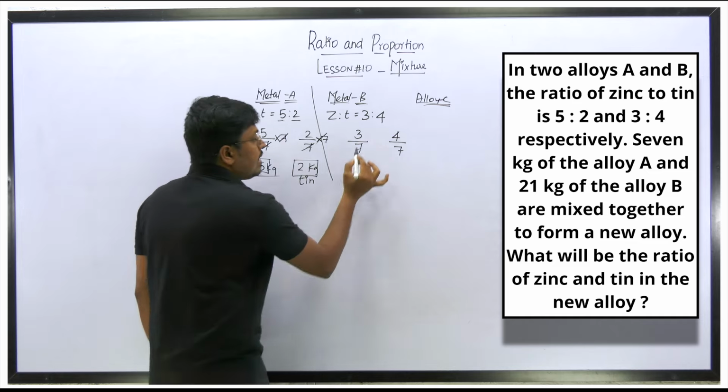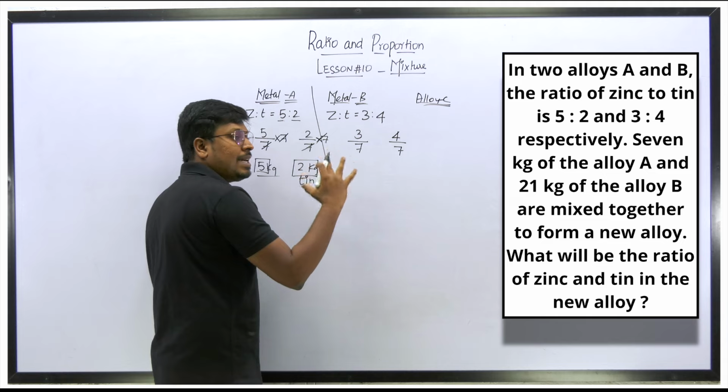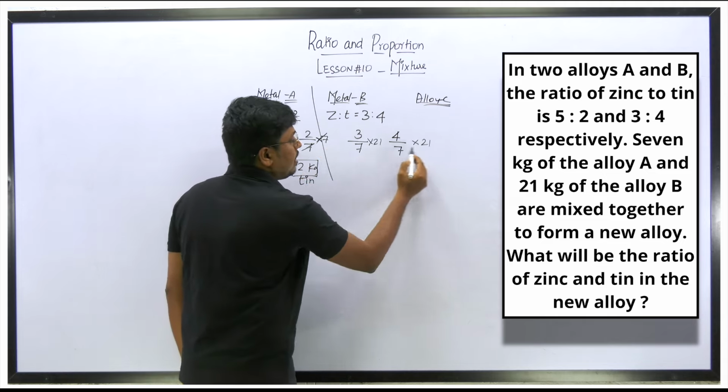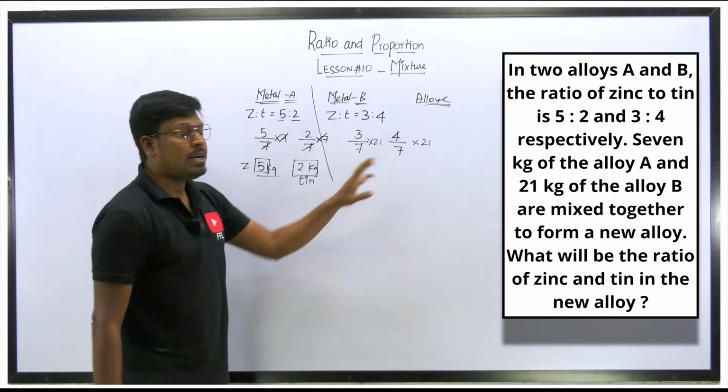So similarly, in this second alloy, how much kg has been taken? 21 kg. So 21 into 21, right? Can you understand why I am multiplying by 21?